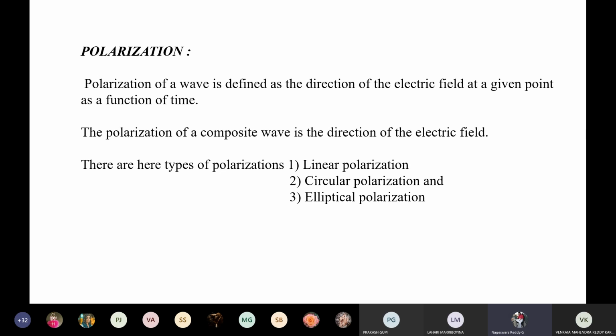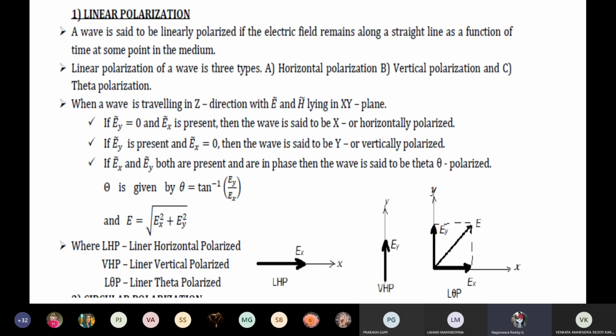The polarization of a composite wave is the direction of the electric field. There are different types of polarization: linear polarization, circular polarization, and elliptical polarization. I can explain each one. Linear polarization: what is linear polarization? A wave is said to be linearly polarized if the electric field remains along a straight line as a function of time at some point in the medium. Linear polarization of a wave is of 3 types: horizontal polarization, vertical polarization, and theta polarization.